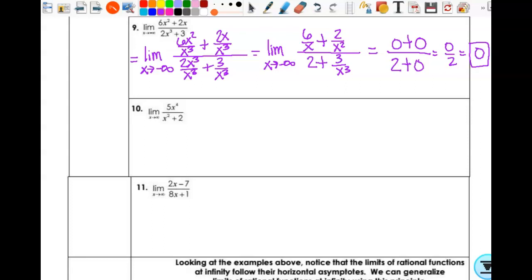If I'd have gotten 0 over 0, that's the indeterminate form. We still would have had to do something else, but we shouldn't get that if we do this correctly. Okay, we good so far? All right, so let's do that on number 10.